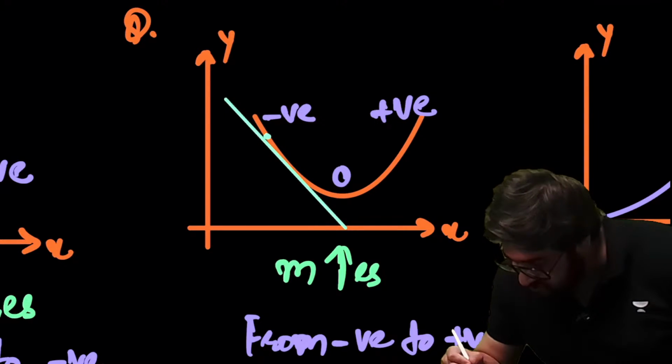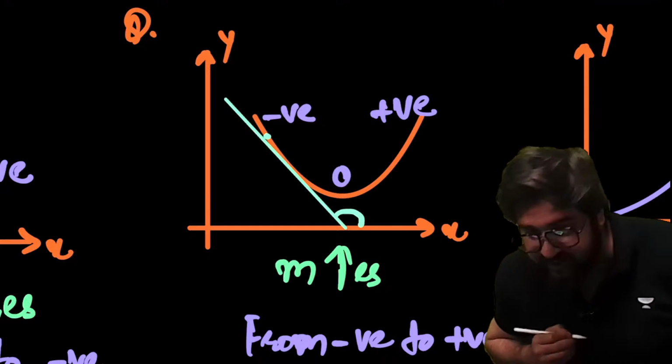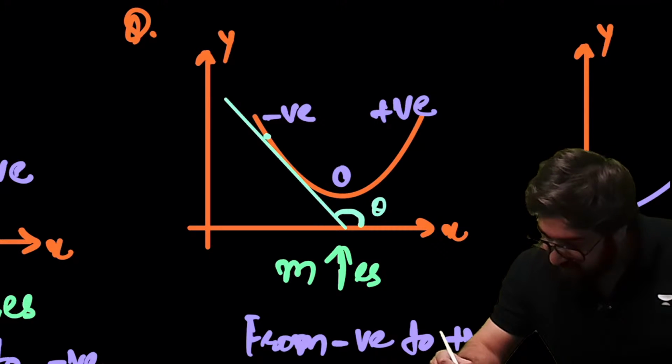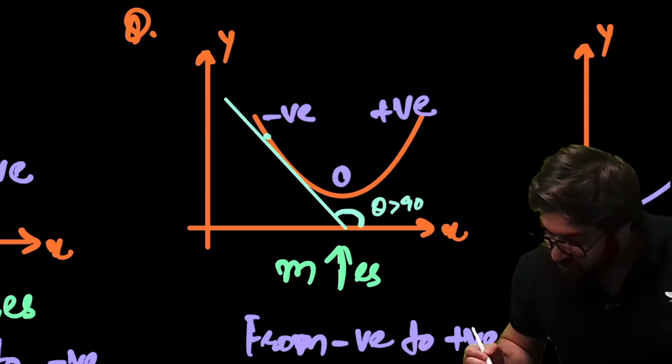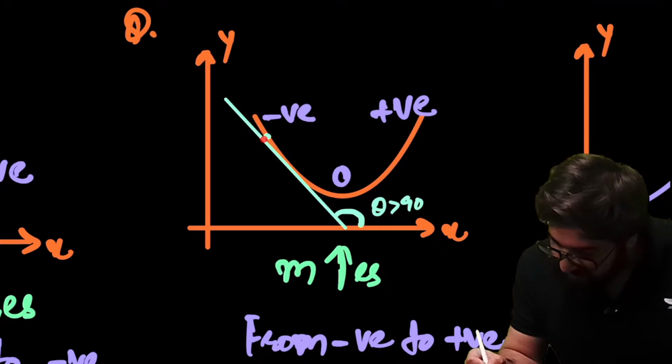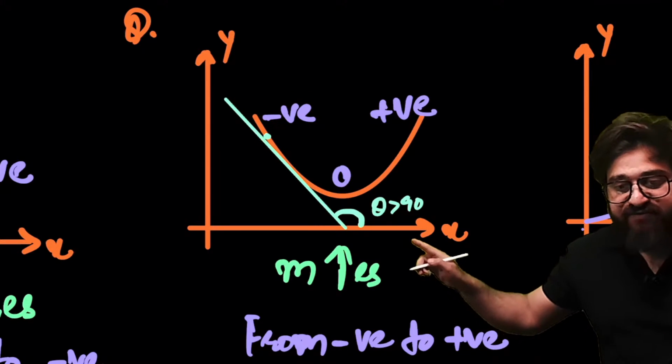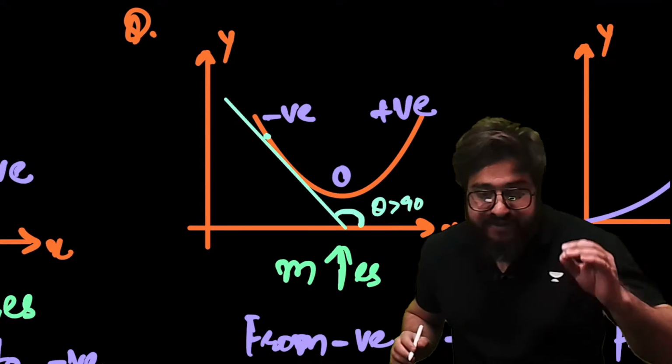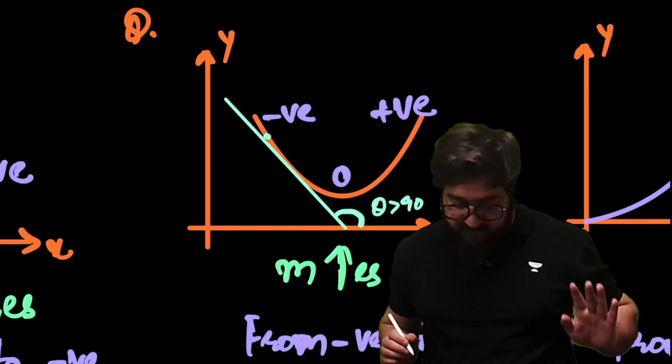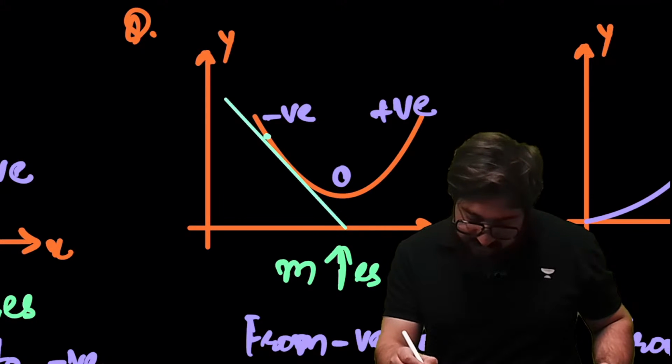Check how much angle it is making with the x-axis. Theta is greater than 90 degrees, so we say slope at this point is negative, because whenever theta is greater than 90, we say slope is negative.